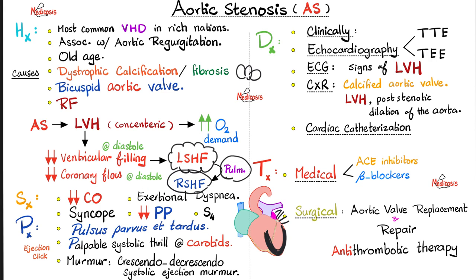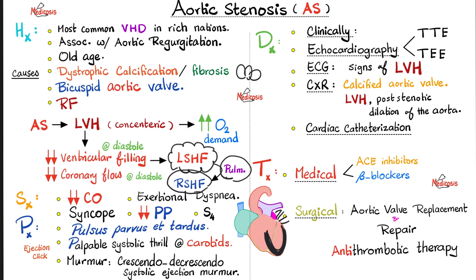You know what else? Well, the coronary arteries fill during diastole. That's normal. But because the ventricles did not fill as much because the wall is so thick, therefore the coronary flow will decrease during diastole as well. That's not good. That's why we get chest pain and exertional angina.